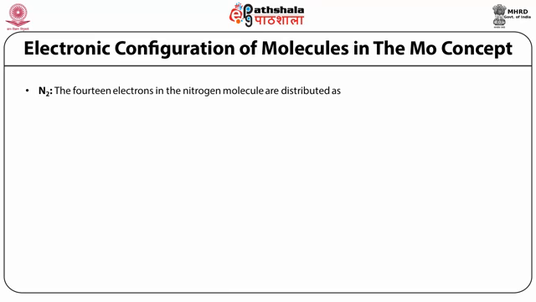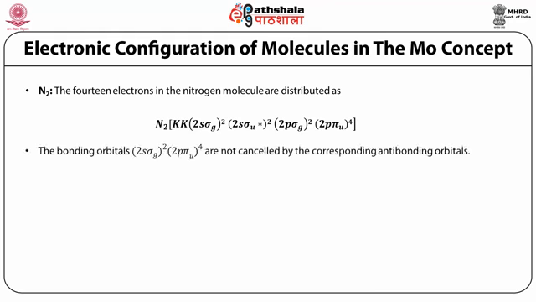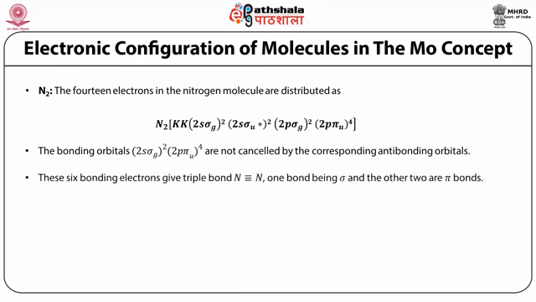Nitrogen molecule. The 14 electrons in the nitrogen molecule are distributed as KK 2s sigma g square, 2s sigma u star square, 2p sigma g square, 2p pi u 4. The bonding orbitals 2p sigma g square and 2p pi u 4 are not cancelled by corresponding anti-bonding orbitals. These 6 bonding electrons give a triple bond, N triple bond N, one bond being sigma and the other two being pi bonds.